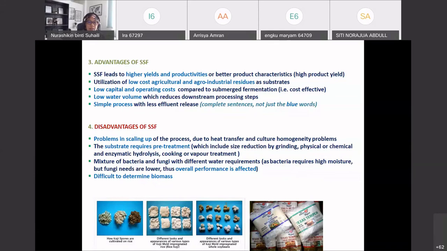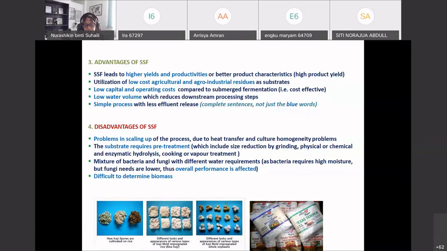And yeah, it is difficult to determine the biomass concentration. Difficult to know. How are you going to quantify it? You can't quantify it. You just have to observe the morphology under the microscope throughout the incubation period.